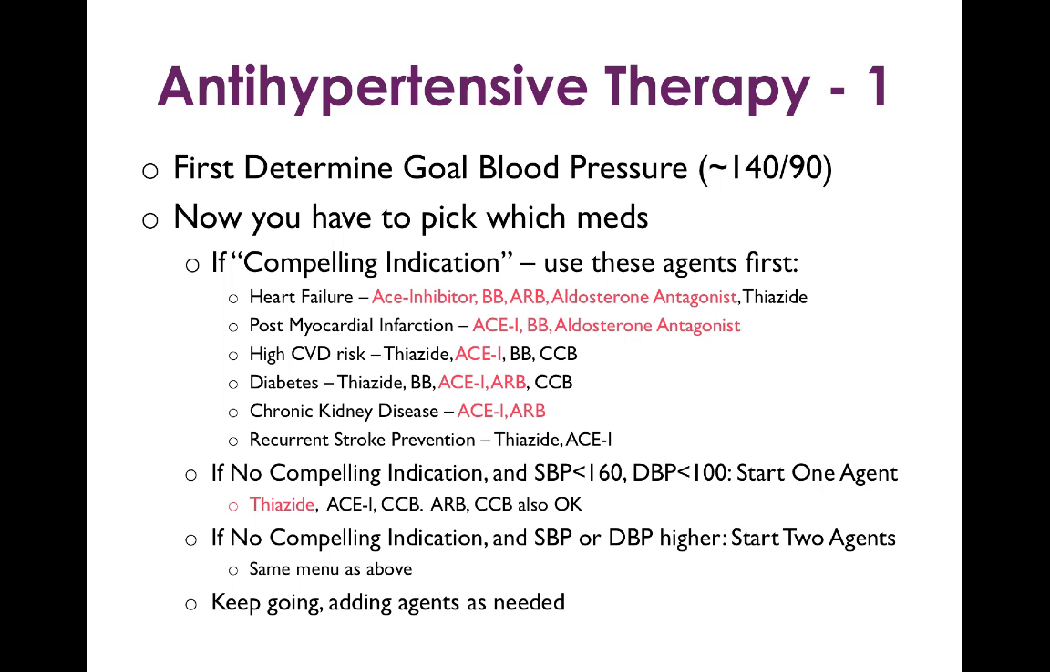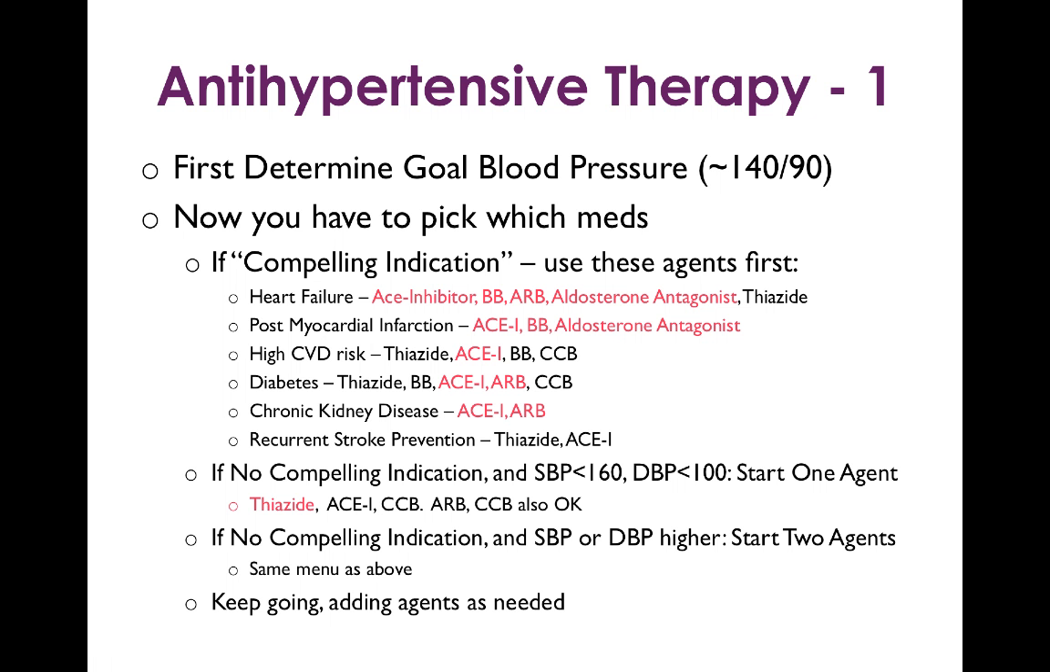If they are stage one, then probably the best choices are a thiazide, an ACE inhibitor, or a calcium channel blocker. And thiazide diuretics are probably the best choice among these, although they're all pretty good choices. Thiazides are very well tolerated, and they are very cheap.